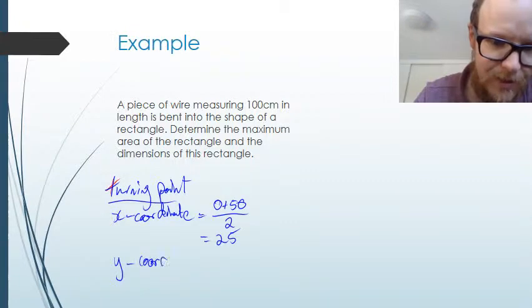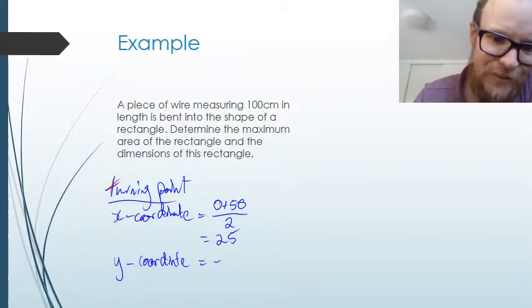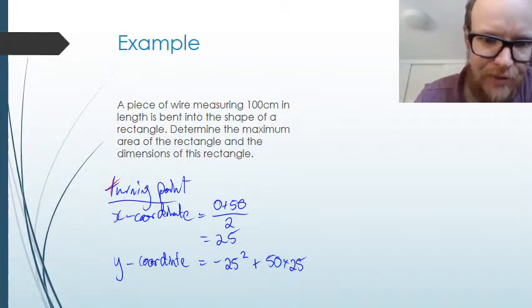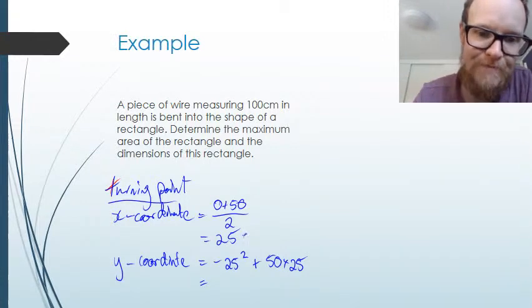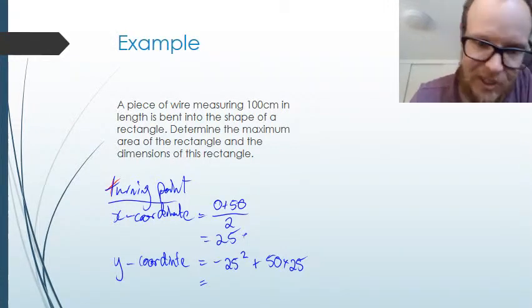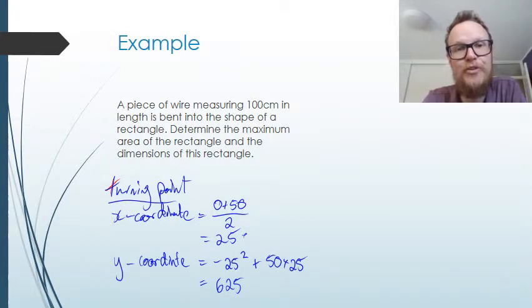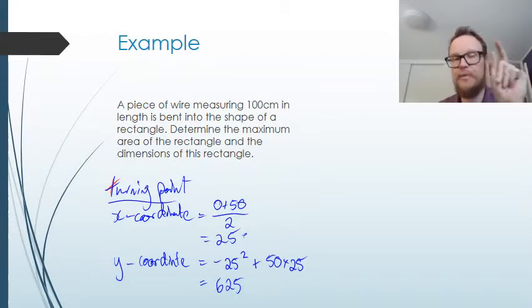So the equation that we got was negative 25 squared plus 50 times 25. So our x value is 25 from above here. And we get 625. Okay, so that's our turning point. Now we've got 3 points. We can graph those 3 points.